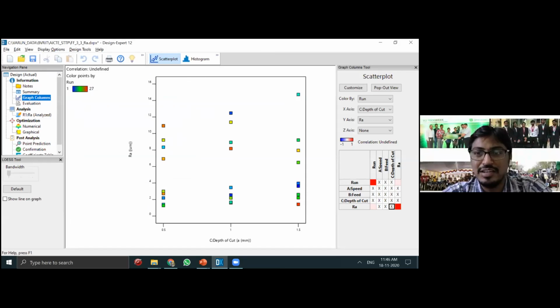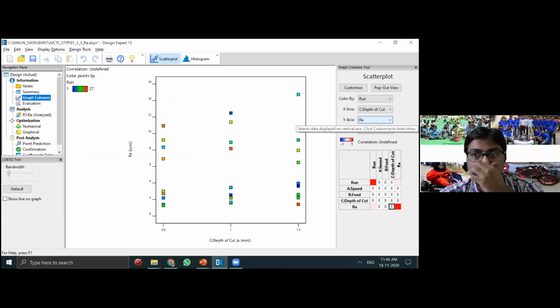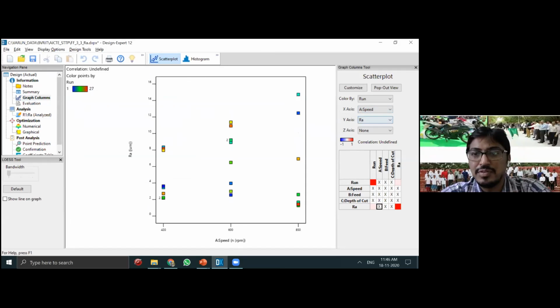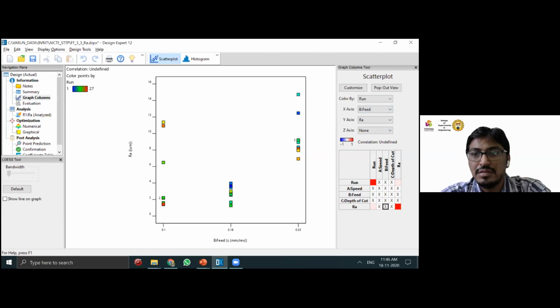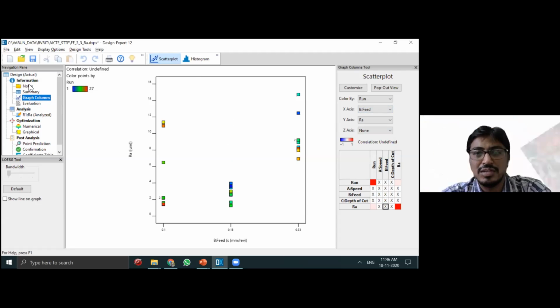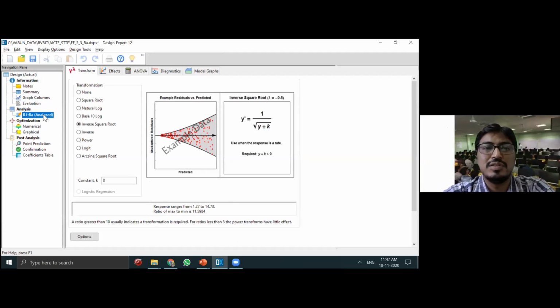How you enter the value, you can know actually how you enter the value. So you can just change it. This is for depth of cut. You can go for feed, and get this data. So this is okay, but this is just for the information of the design what you have done. But these things we don't report in the paper. What we have to do is we need to do analyzing.